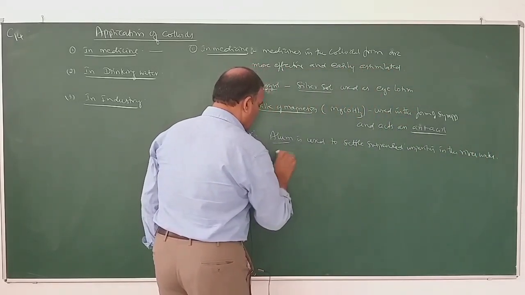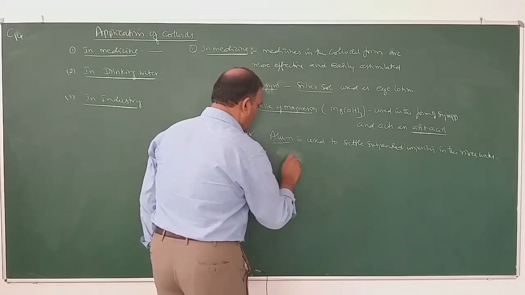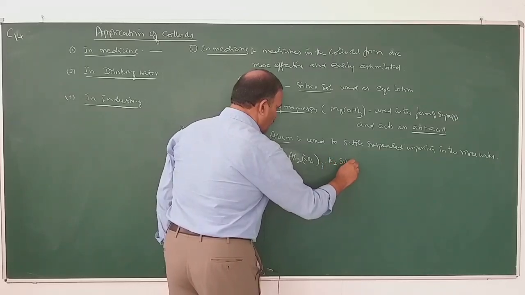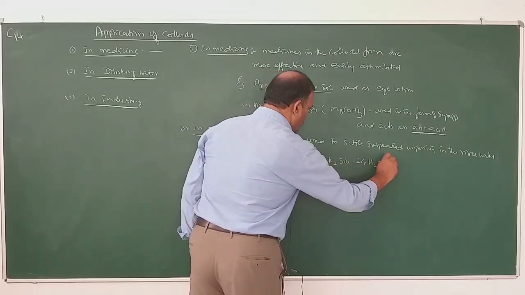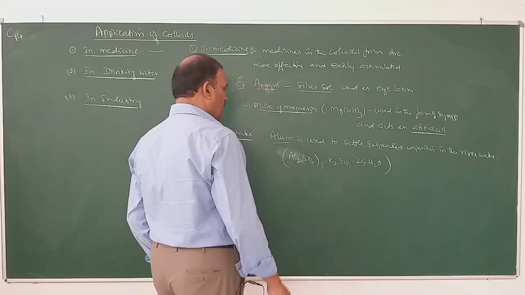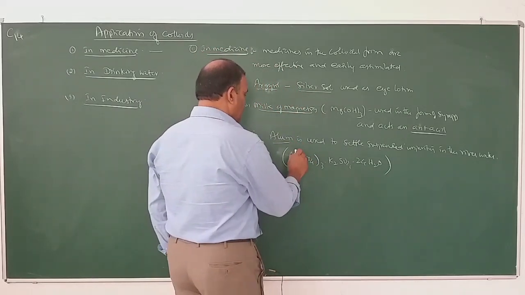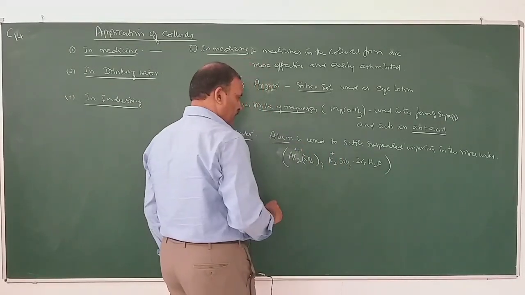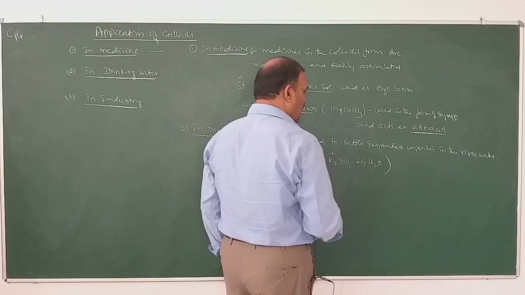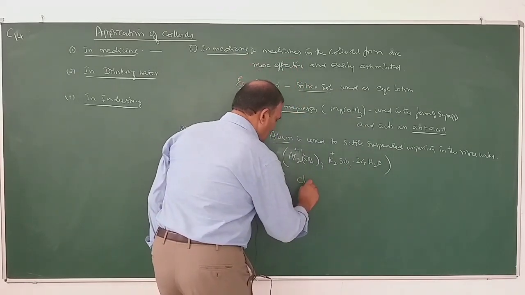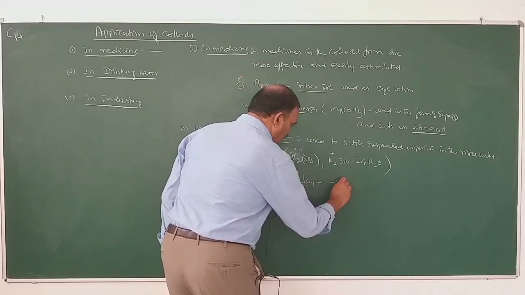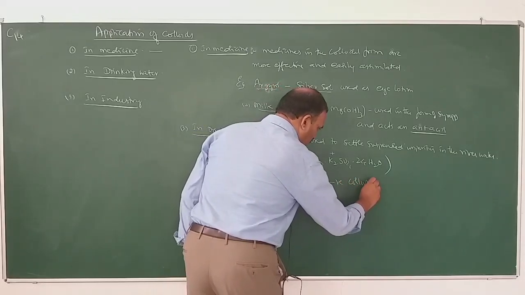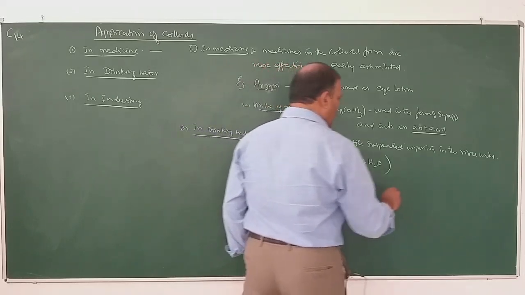Alum is K2SO4 Al2(SO4)3 24H2O. This is known as potash alum. So it contains aluminum ions and potassium ions. The suspended impurity in water is clay. It is a negative colloidal particle. Clay is a negative colloidal particle suspended in water.